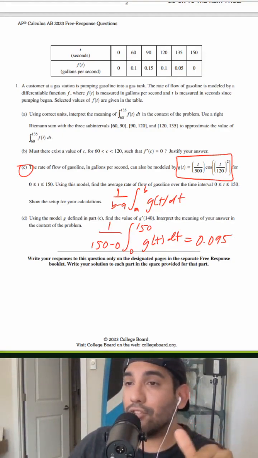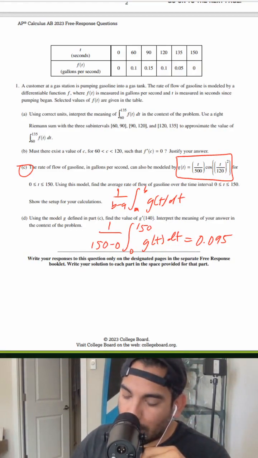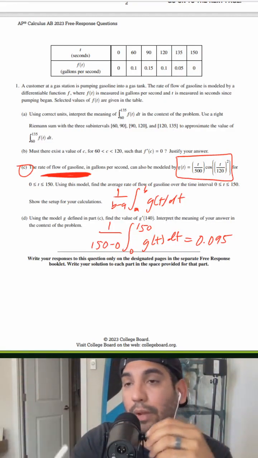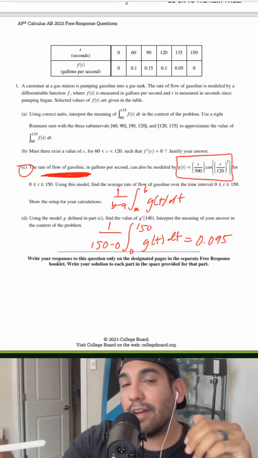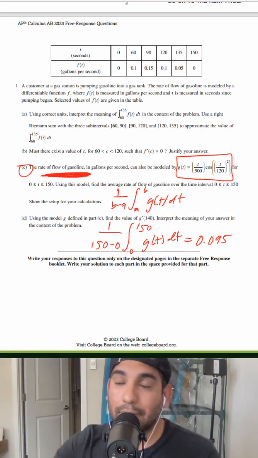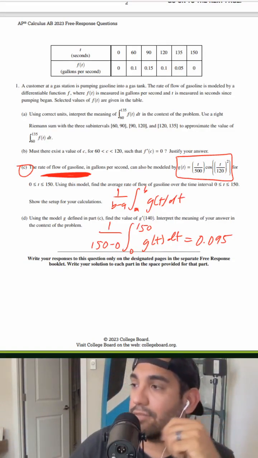Joe, you're asking about the average rate? Here's the thing. This is already the rate. This is the definition of the rate. They're saying the rate is this function. So if you want to find the average rate, they're saying find the average of this value, which happens to be the rate. So you have to use the average value formula.